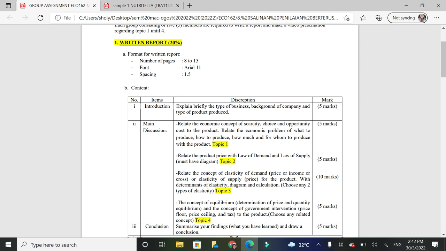So, topic 2 is simple. You must relate the product price with the law of demand and law of supply and must have a diagram. For this one, basically, you need to do some sort of investigation about the product that you produce. What is the range of the price of the product, and what are the quantities demanded.